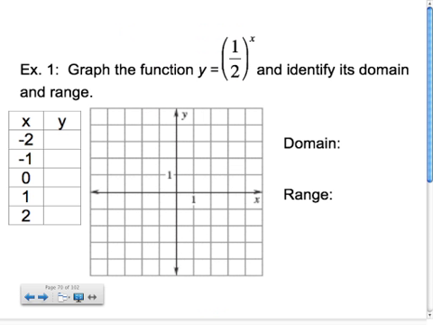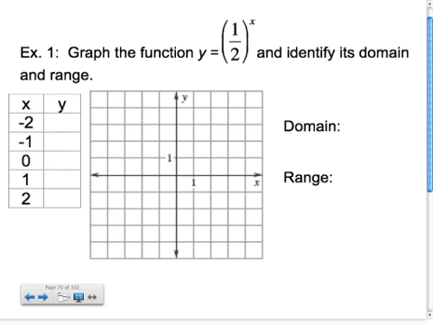And so the first thing we have to be able to do is graph the function y equals (1/2) to the x, and identify domain and range. And so this is a pretty basic plug and chug. So (1/2) to the -2. I don't have enough room on the page here, unfortunately, to do a whole lot of work, but I'm going to do what I can here.